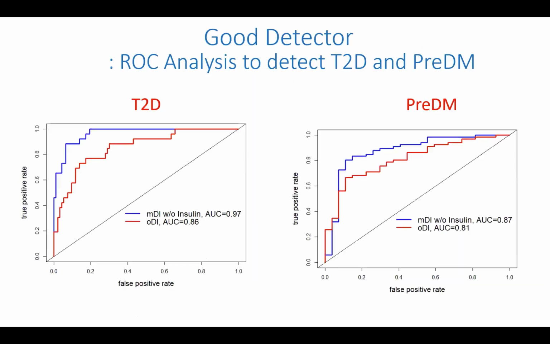Now, a really good predictor. So we compare, using logistic analysis, MDI and ODI to predict type 2 diabetes. MDI outperforms, and the same for pre-diabetes. But this one is cross-sectional, so far the data is cross-sectional. So we need longitudinal data for the real validation.